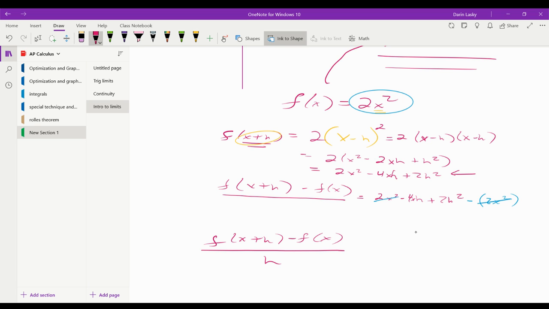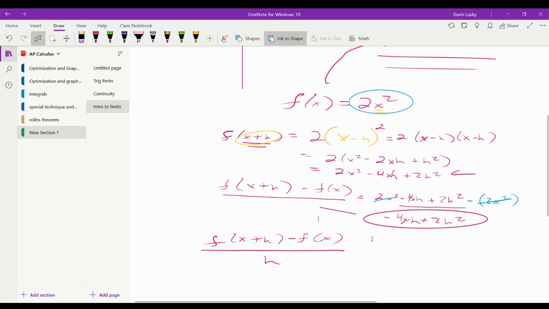Okay, so what I'm left with is this right here. See, you just make little mistakes. 4xh plus, man, well, I'm even saying h and I don't write h. My brain is no bueno right now. So 4xh plus 2h squared. So that is my f of x plus h minus f of x.